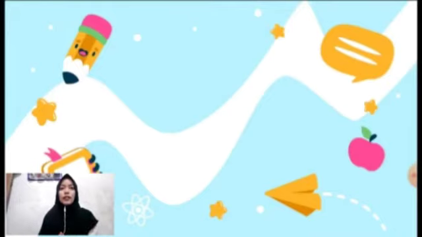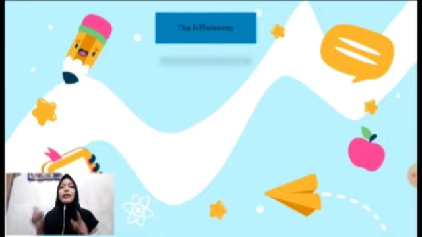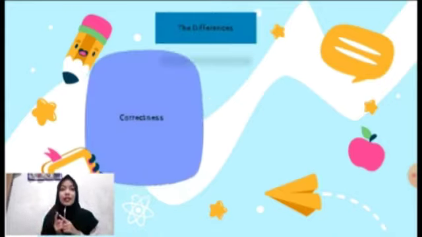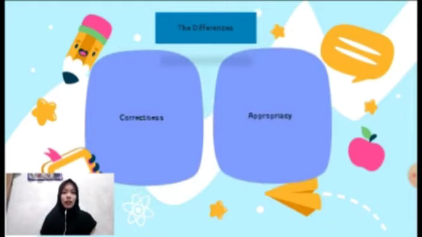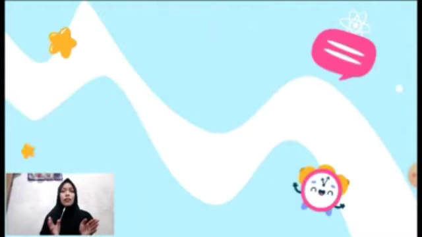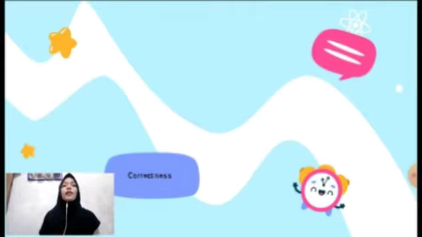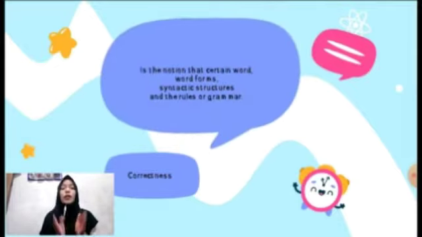the differences between correctness and appropriacy. Now we talk about correctness. What is correctness? Correctness is the notion that a word form, syntactic structures, and rules of grammar are correct, or we call it grammatical.